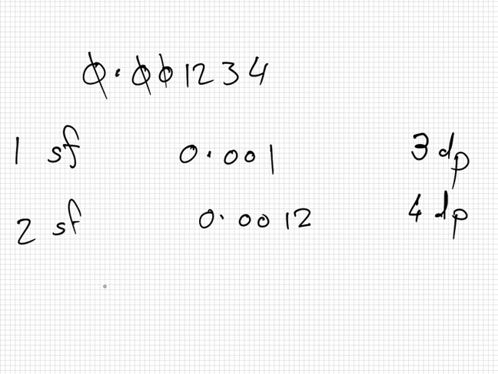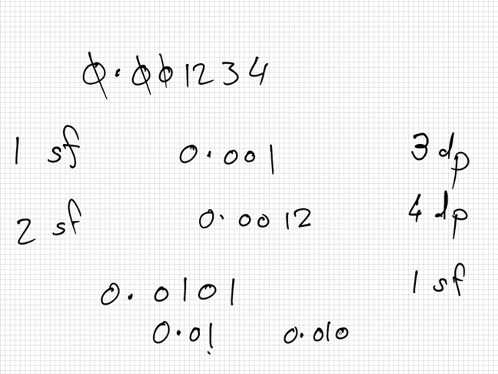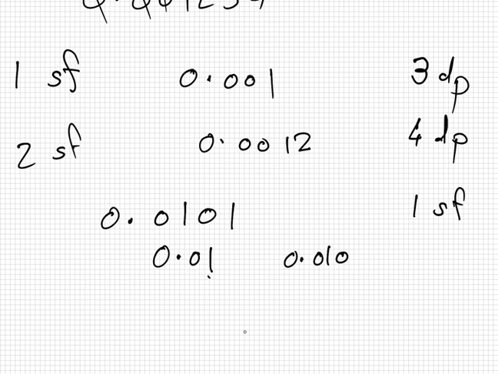Okay. Now, let's say I had something like 0.0101. And if I said one significant figure, what would that be? 0.01. And then 2 would be 0.010, which is actually the same. In this case, it's the same, okay? So just be careful. Sometimes they might ask for, for example, 2 significant figures, and your answer looks the same as one significant figure. That's not wrong, okay? That happens sometimes.